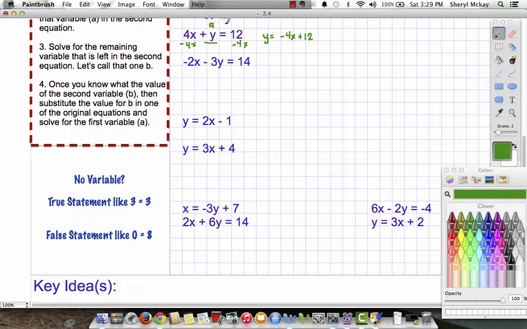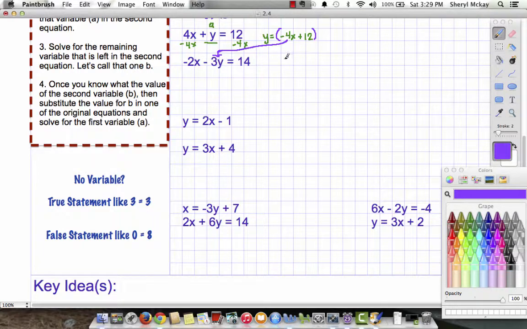And I'm going to substitute it for that same variable in my second equation. So I'm going to take what y is, which happens to be y is equal to negative 4x plus 12. I'm going to take that whole thing and put it in place of y, because y is equal to that, right there where the y is in the second equation.